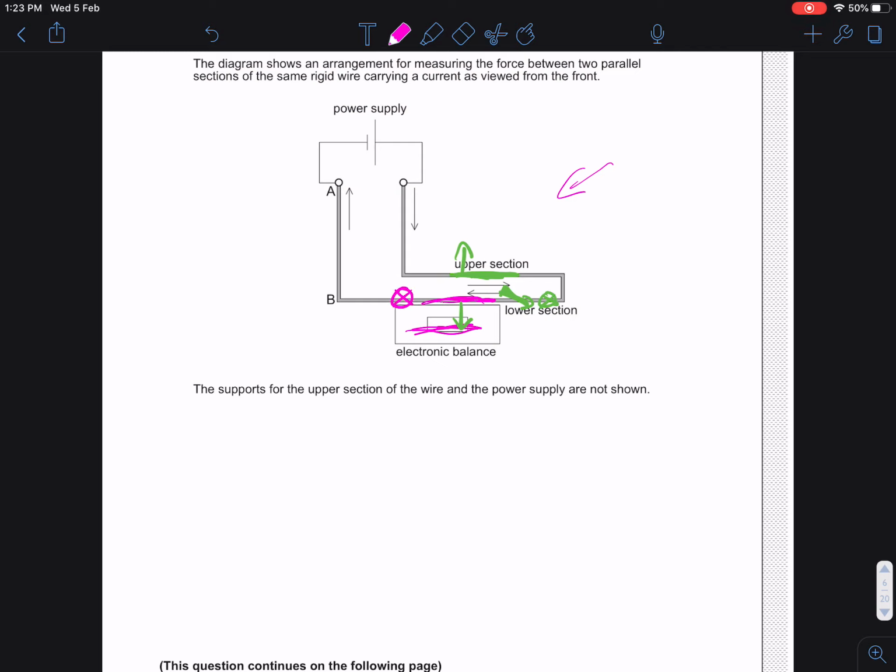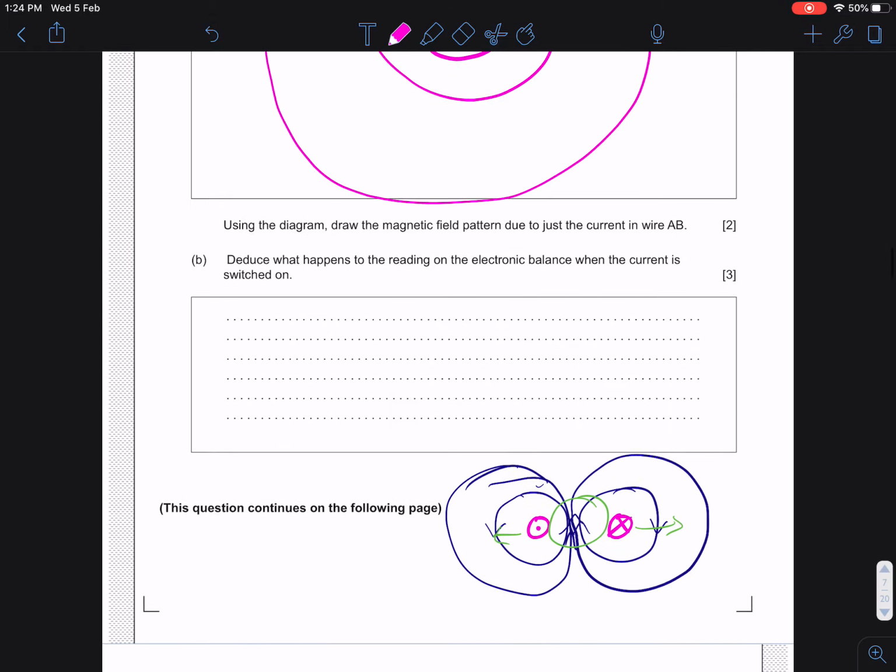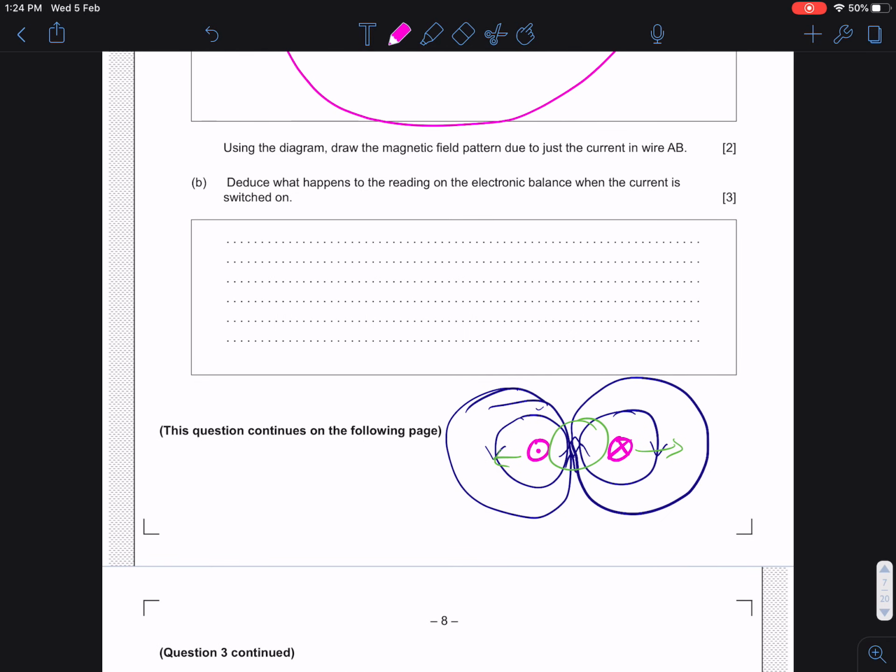So if you use your left-hand rule for the motor effect, then you have your first finger, your index finger, for the field, which is going into the page, your second finger, your middle finger, for the current, which is going from right to left, and so the thumb, your force, is pointing downwards. So you've got current, field is going in, and so the force must be going downwards. So that's your increased reading on the balance.